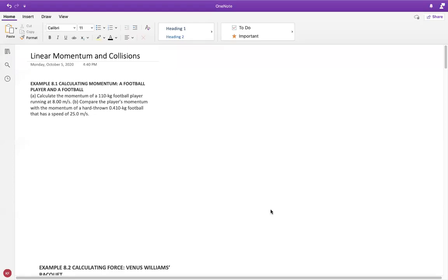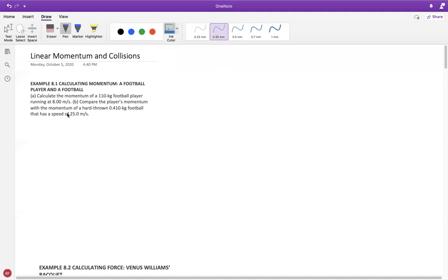All right, welcome back. We're going to go ahead and start on some examples here. Okay, so this is example 8.1. We're calculating momentum here. So the first part asks to calculate the momentum of a 110 kilogram football player. So mass is 110 kilograms. And he is running at 8 meters per second.